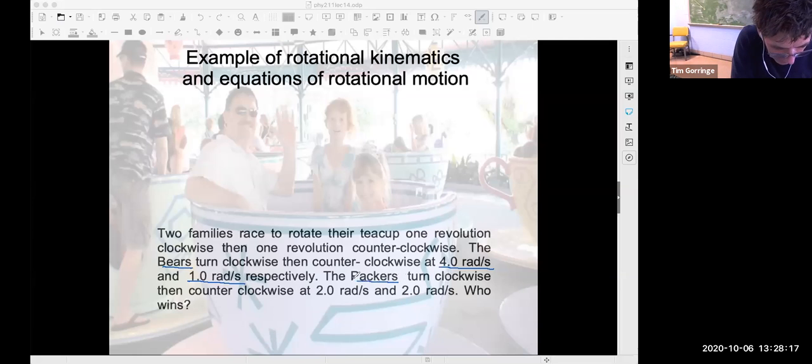Second family, the Packers. I don't know where they're from either. The Packers also turn their teacup clockwise and counterclockwise, but they turn clockwise at 2 radians per second, and then counterclockwise also at 2 radians per second. And so they were much steadier, constant clockwise and counterclockwise speed. So who wins? So let's see if we can figure this out.